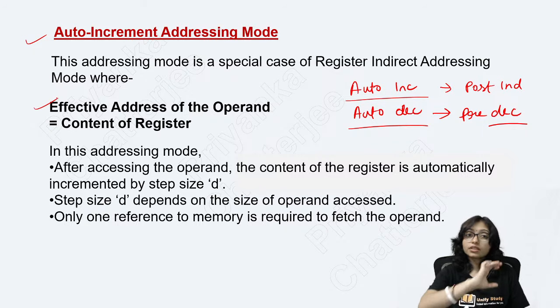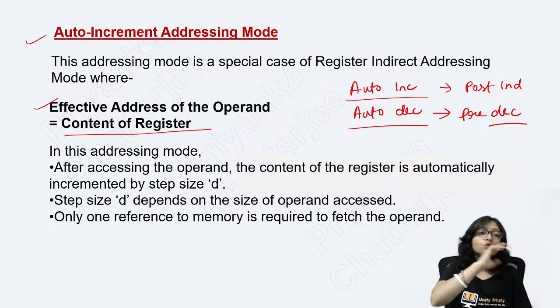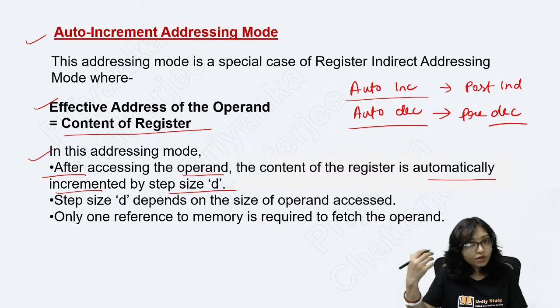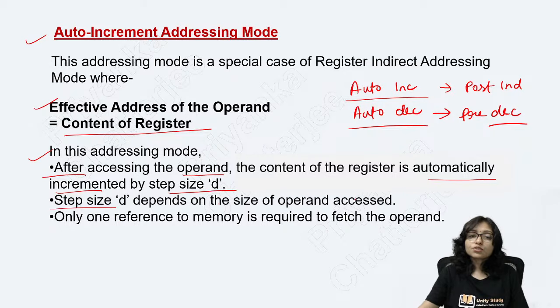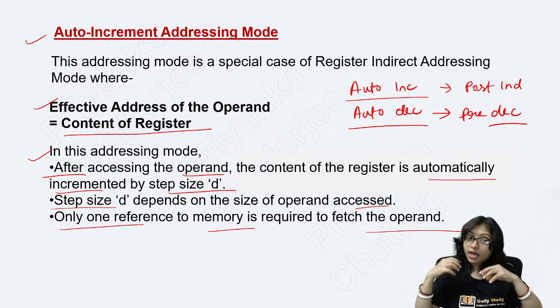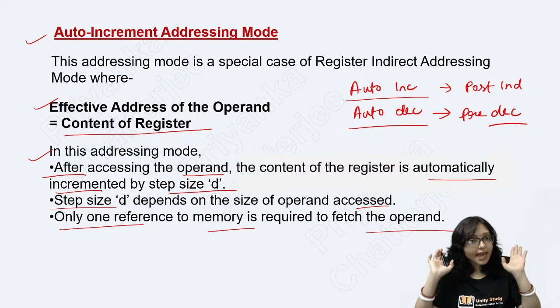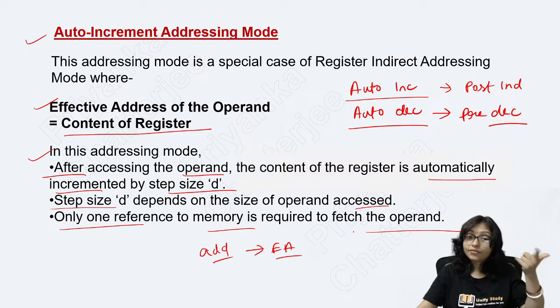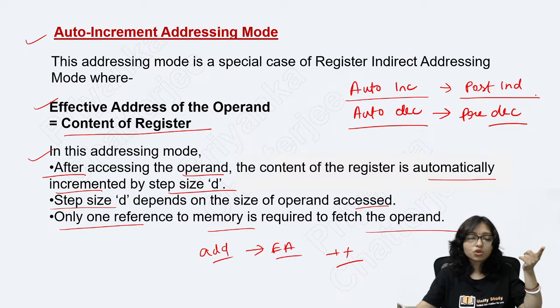Here, for the effective address, no extra calculation is required. The content of the register will be only there. But in this addressing mode, after accessing the operand, the content will be automatically incremented by the size of the operand. That will be for the next one. Only one memory reference is required to fetch the operand. It is not for the current one, it is for the next one. The current one will be as it is, whatever is in the address, it will be fetched from there only. The effective address will be that only. After that it will be incremented, and that's why it is called post increment.